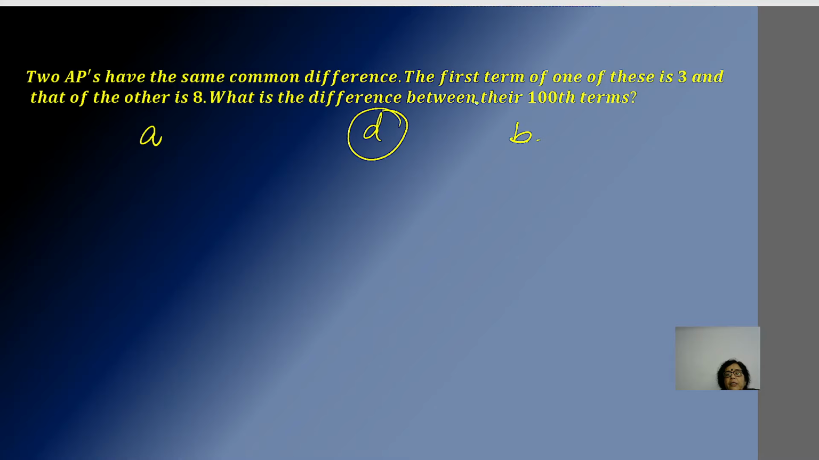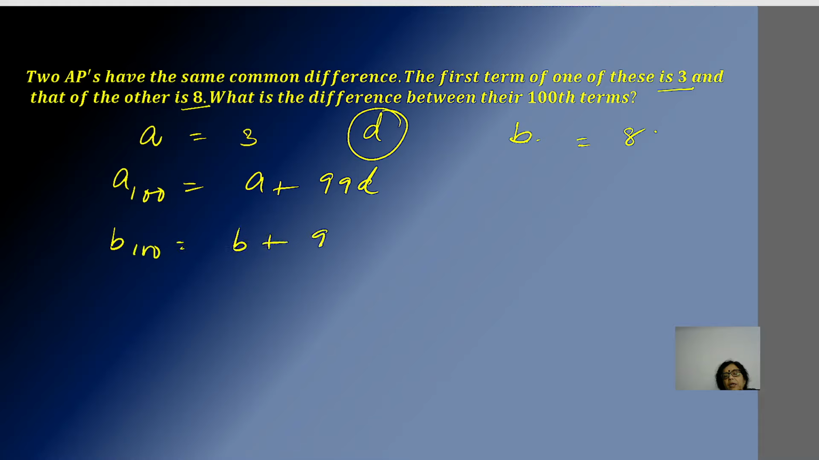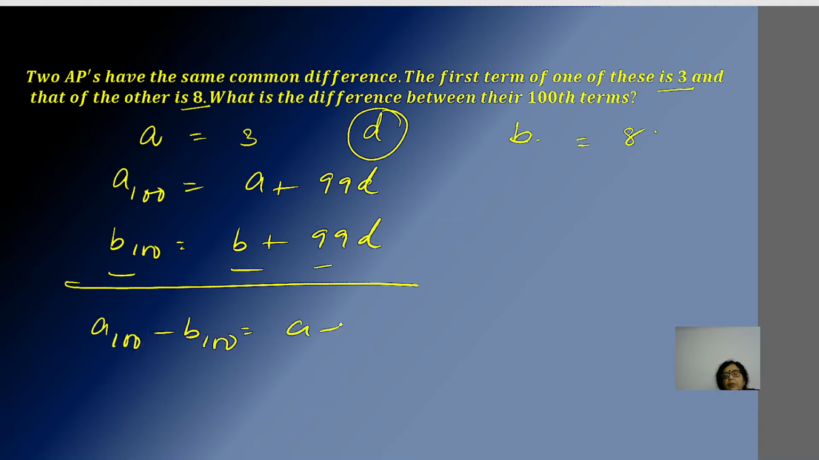Now the question over here says what is the difference between the hundredth terms? The first term of the first one is 3 and of the second one is 8. That means A is 3 over here and B is equal to 8. Now if we have to find out the hundredth term, we write down A100 is equal to A plus 99D. B100 is equal to B plus 99D. So if we take out the difference, because we are asked the difference over here, we'll get A100 minus B100 is equal to A minus B.